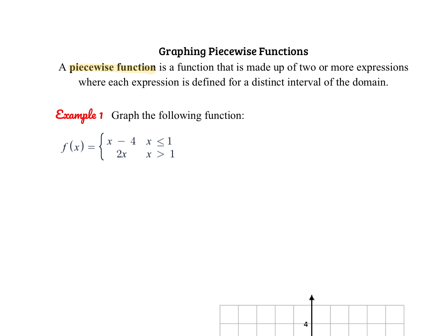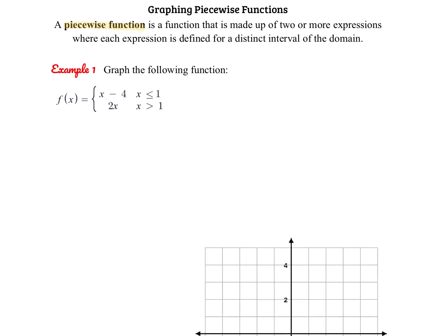So here, we're going to start by graphing this piecewise function. So you see this is how they look. You'll see f of x equals, and you'll have a large brace that's encompassing all of the pieces of your function. So you can see that this function is split up into two pieces. It's represented by the expression x minus 4 for all x values less than or equal to 1. And then it's represented by 2x for all x values greater than 1.